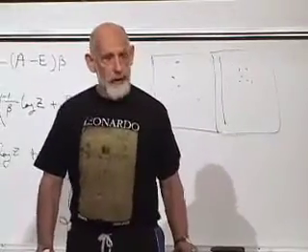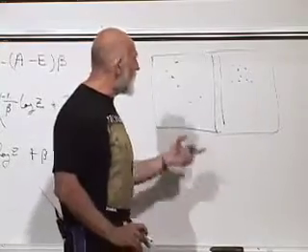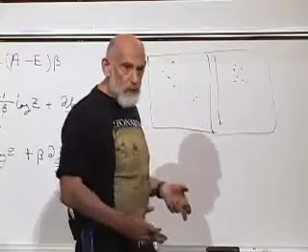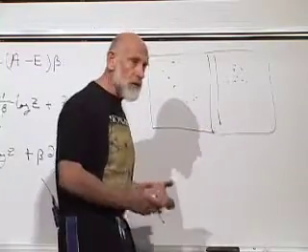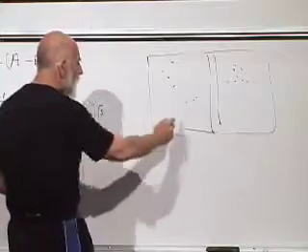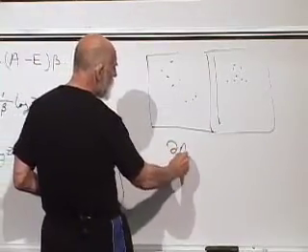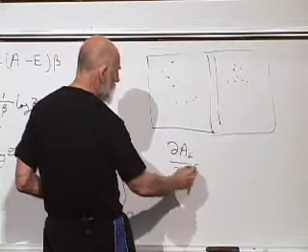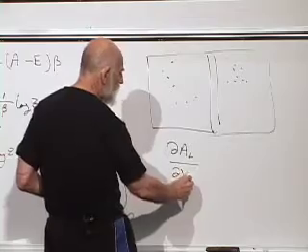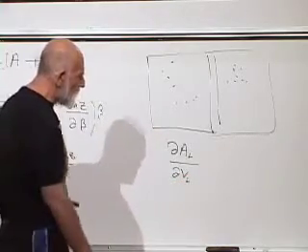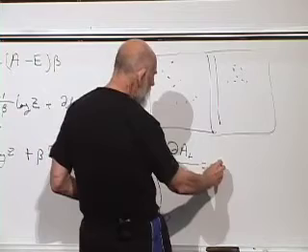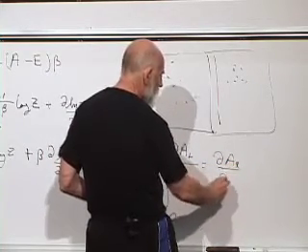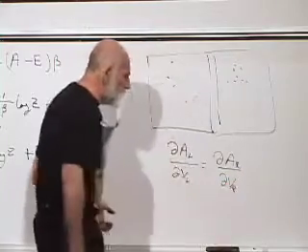What is the equilibrium configuration? The equilibrium configuration of this partition is when the pressure from both sides are equal. In other words, when the net force on the partition is equal to 0. That means that the derivative of the free energy of the left side with respect to the volume of the left side must equal the derivative of the free energy of the right side with respect to the volume of the right side.